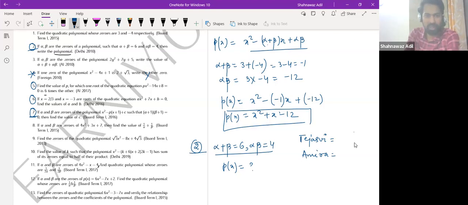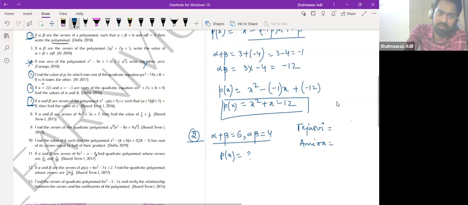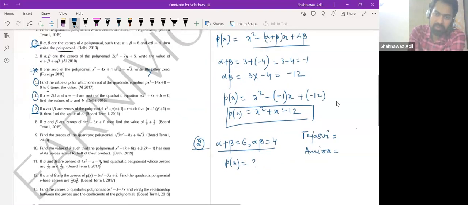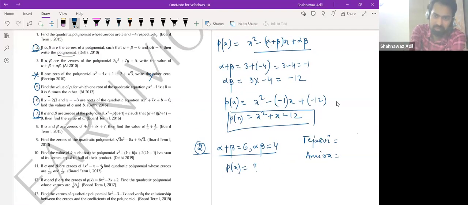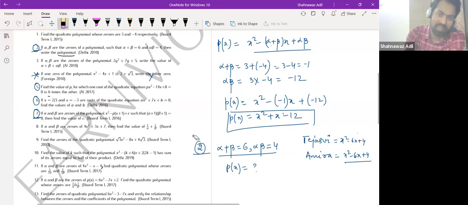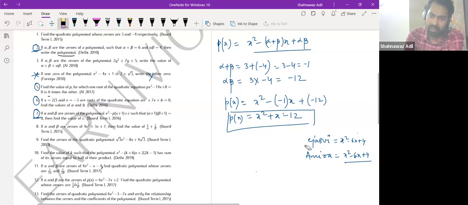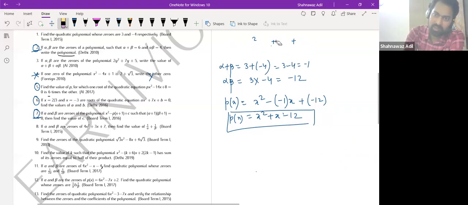Yes, everyone. Why are you guys taking this much time to solve this one? x squared minus 6x plus 2. Right, Tejasvi? Yes, sir, I got the same answer. So this was a very direct question, right? Good.